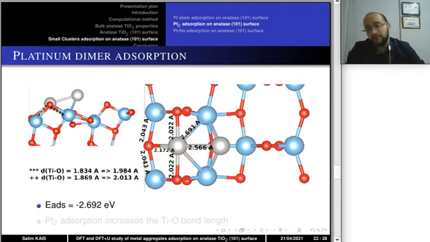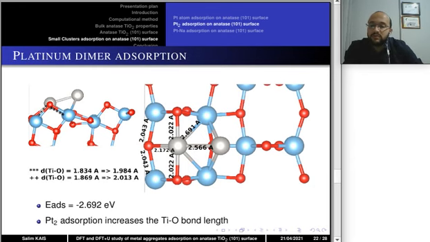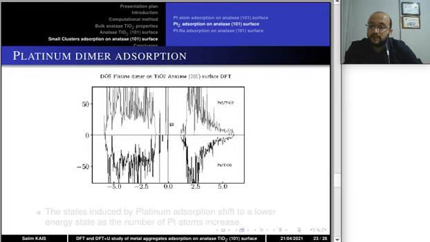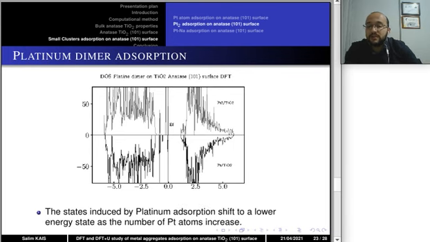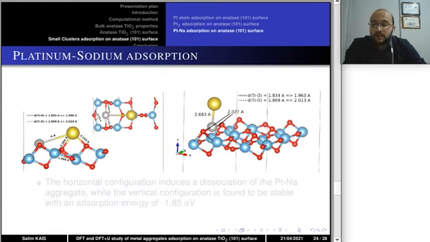The calculated adsorption energy for the platinum dimer is in good agreement with other previous calculations, and the platinum dimer increases the platinum-oxygen bond length. The calculated total density of states of the most stable platinum dimer adsorption configuration shows that the states introduced by platinum adsorption shift to a lower energy as the number of platinum atoms increases.